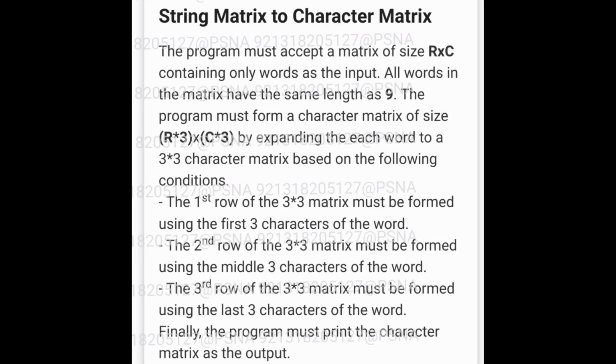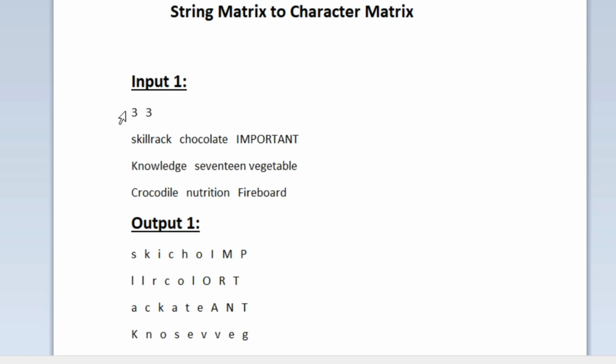This is the question asked in today's SkillRack daily challenge. In the first line of our input, we are given the values of R and C. After that, we are given an R cross C string matrix as input. It is also given in the question that every string in the matrix will always be of length 9.